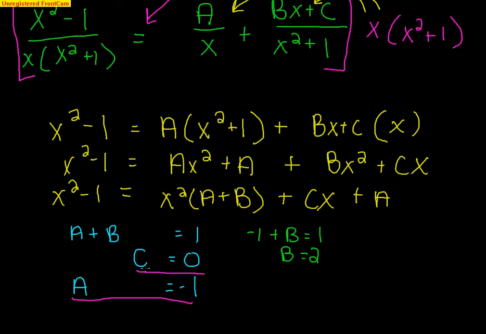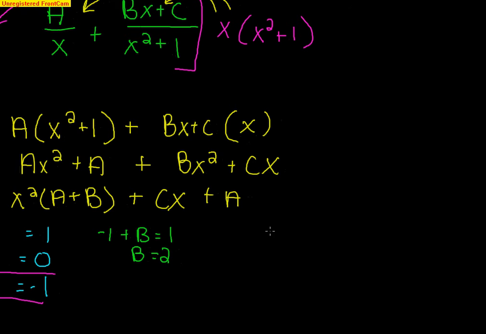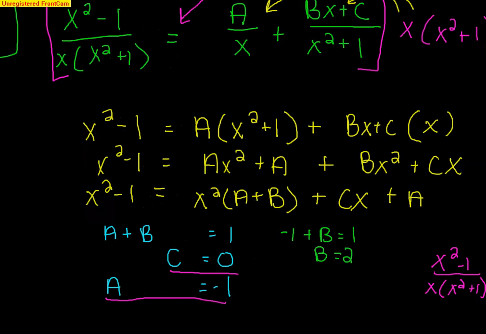Alright, so we have our c, our a, and our b. And now, just like the last one, we plug it back into the original partial fractions. Sorry, ran out of room, I'm going to move it over here a little bit. We get (x squared minus 1) over x times (x squared plus 1) equals, and then we put a equals negative 1. Let's check. Yeah, a equals negative 1.